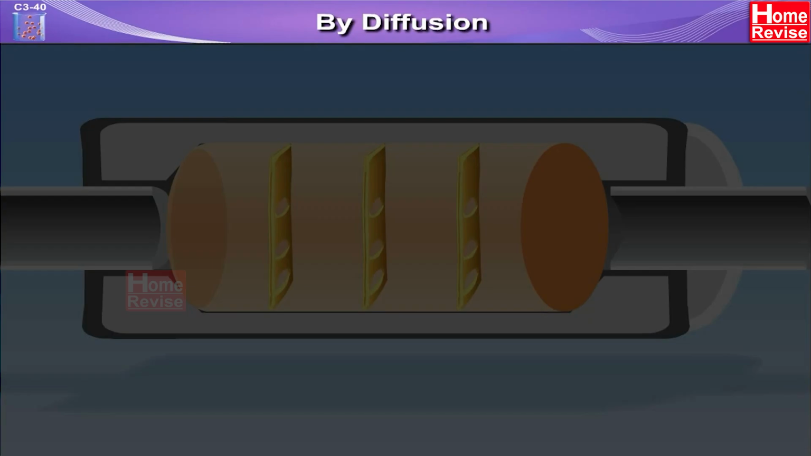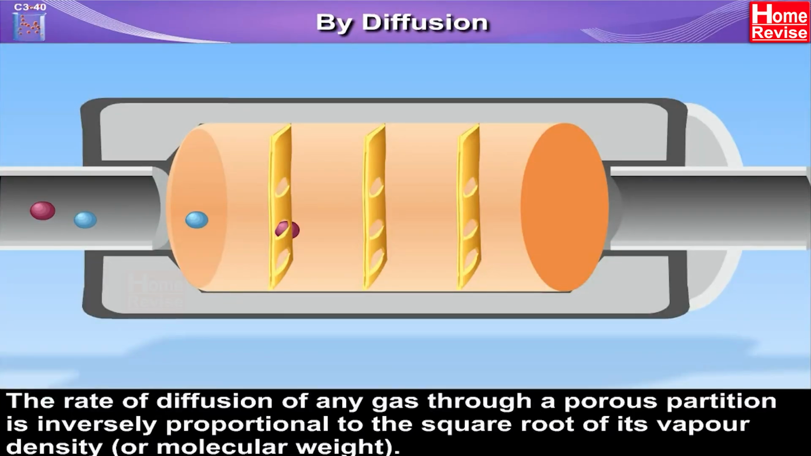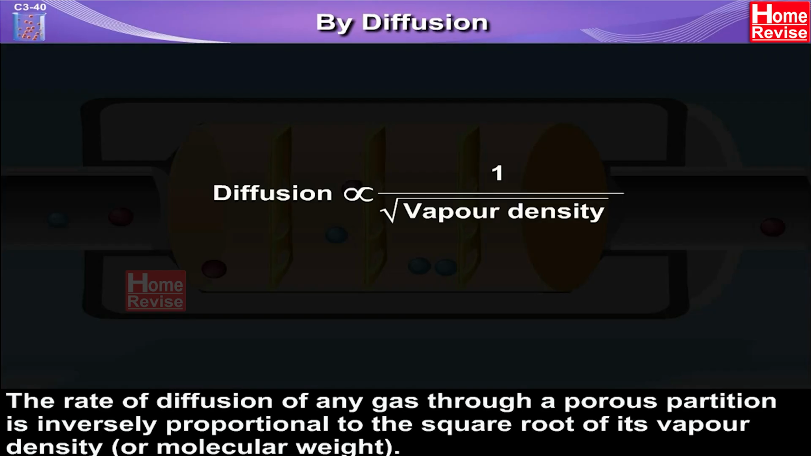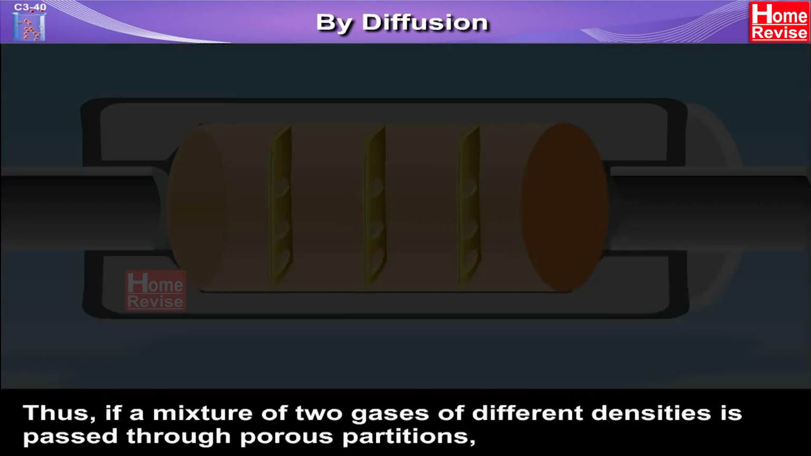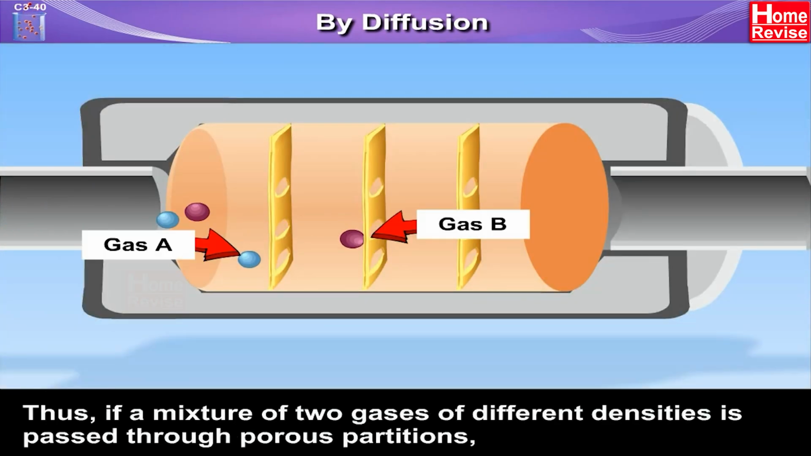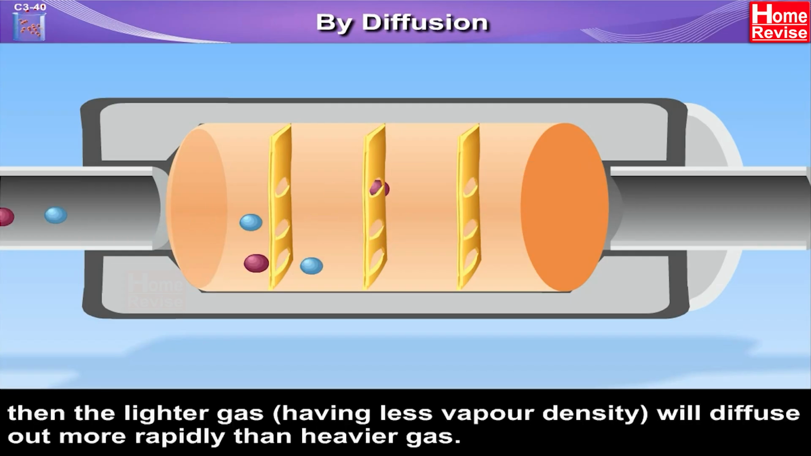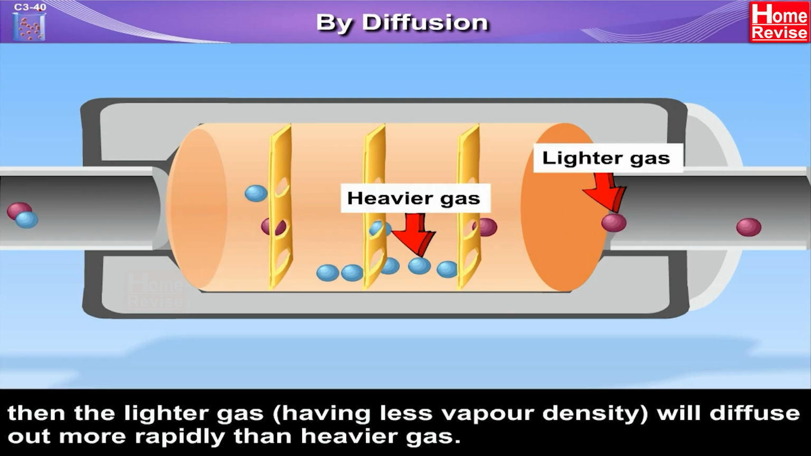By diffusion, the rate of diffusion of any gas through a porous partition is inversely proportional to the square root of its vapor density or molecular weight. Thus, if a mixture of two gases of different densities is passed through porous partitions, then the lighter gas, having less vapor density, will diffuse out more rapidly than heavier gas.